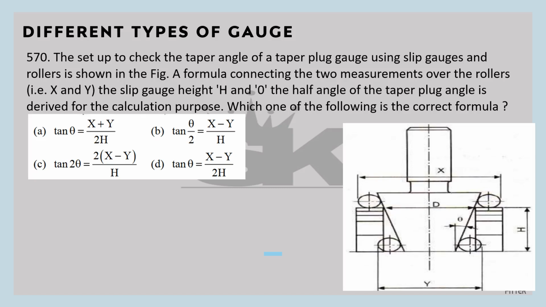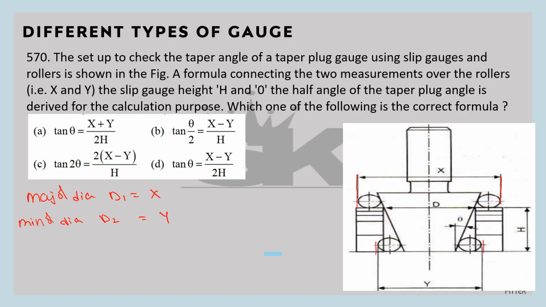So we can take major dia as x. That is d1. Measured dia d1 equals x, from the endpoints of the top side rollers. And the minor dia, that is d2, that is y here.